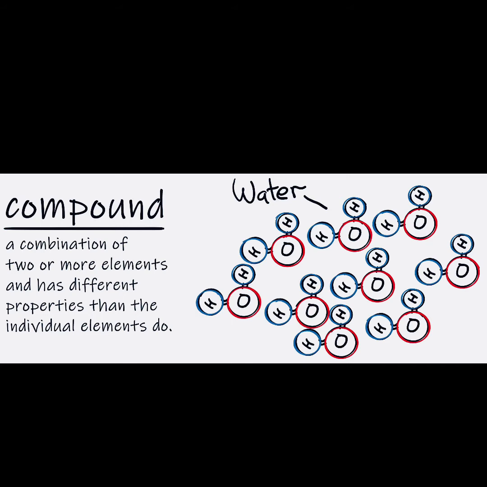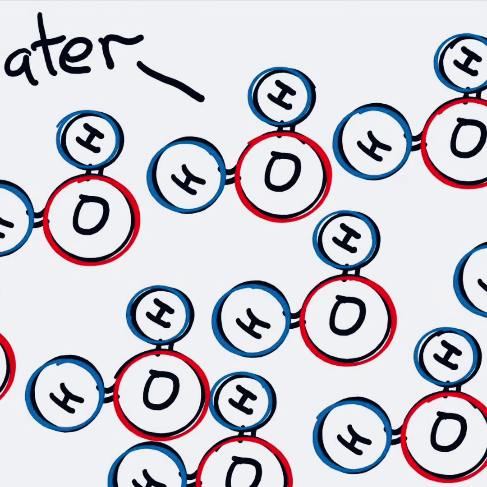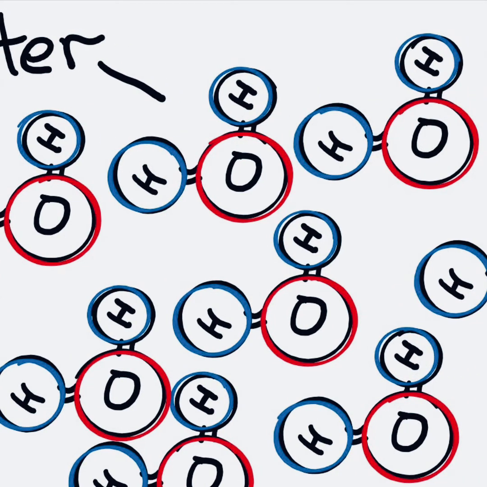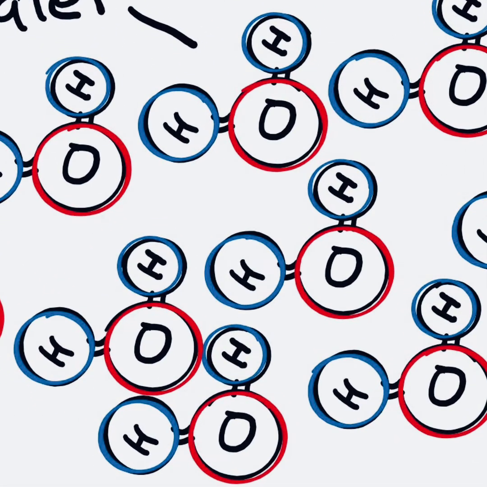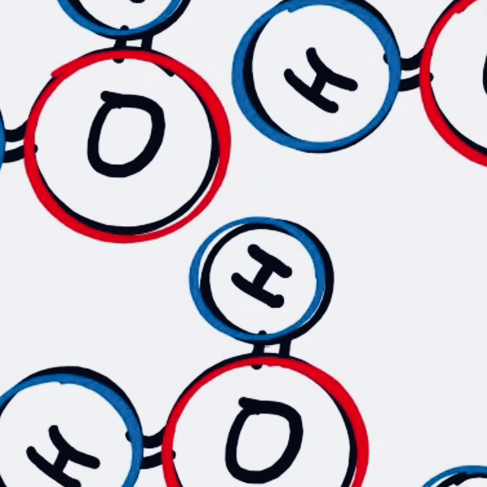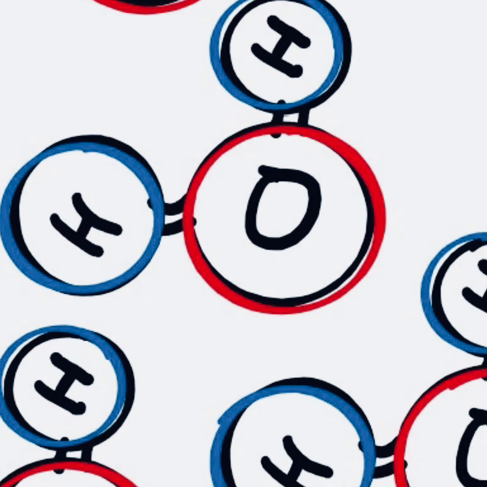Water is a compound because it's a bunch of individual H2O molecules grouped together. Hydrogen molecules, H2, and oxygen molecules, O2, have their own charged properties as elements, but this changes when the elements form the compound H2O. Water molecules are slightly negatively charged on one side and slightly positively charged on the other, which allows the compound to act differently than the elements do on their own.